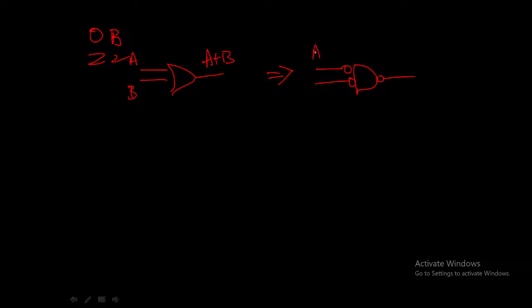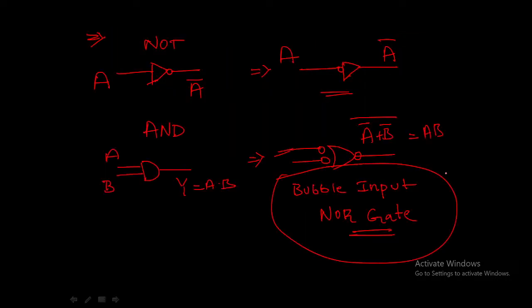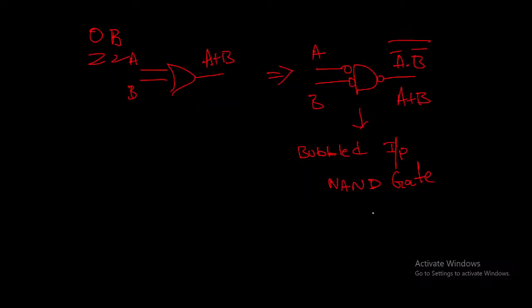Now let us see the OR gate. If A and B are our inputs, the output is A plus B. The alternate representation of this OR gate is a bubbled input NAND gate: A bar dot B bar the whole bar, which is nothing but A plus B. So the alternate representation of the AND gate is a bubbled input NOR gate, whereas the alternate representation of the OR gate is a bubbled input NAND gate.